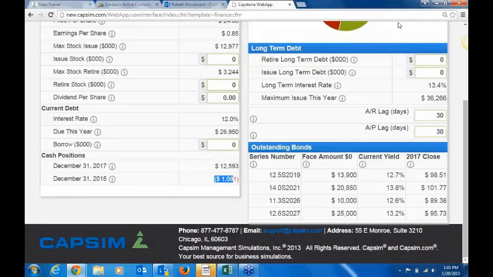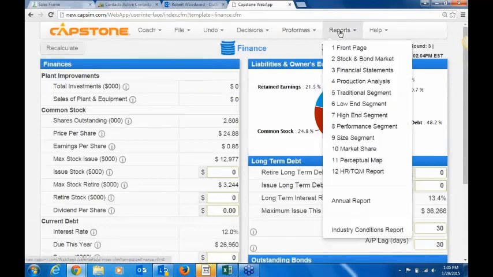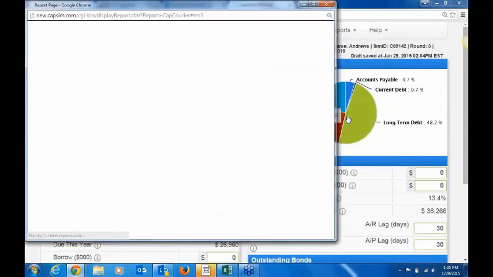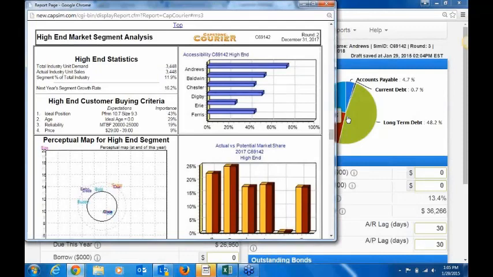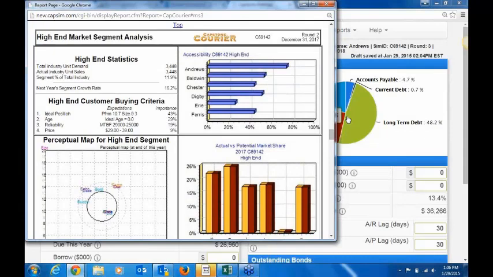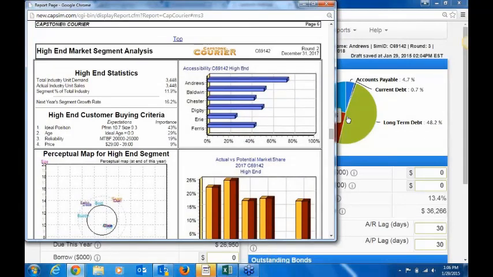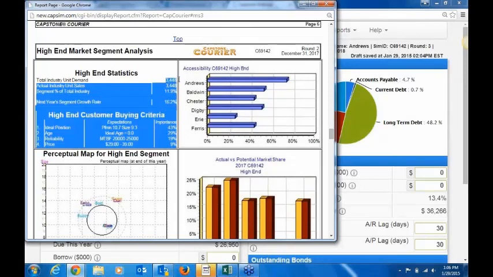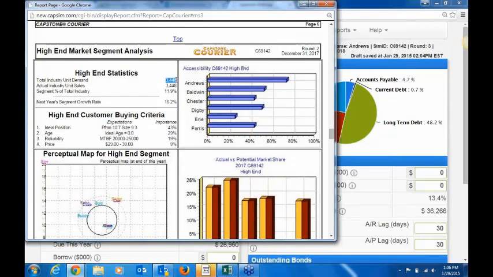First off, I am going to go to the high-tech segment. The reason being, I normally would talk traditional, but in this case, my strategy is not to be a major factor there, so it's not going to do me much good. But for this example, the first part is you need to know how big the segment demand is. What you're provided here is last year's demand, which in this case is 3,448.